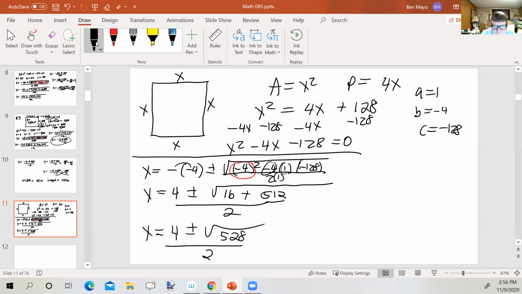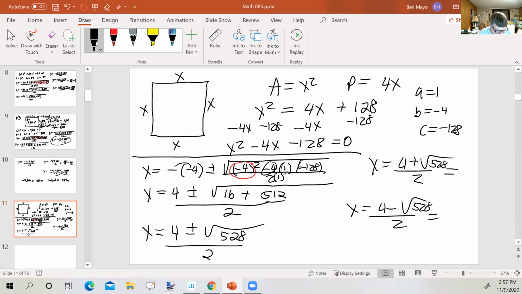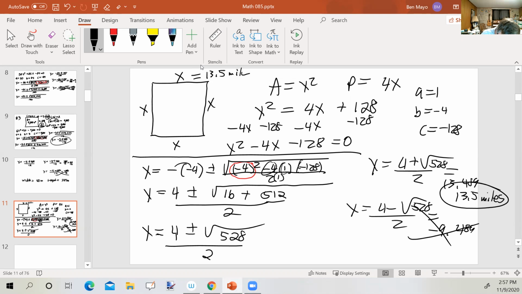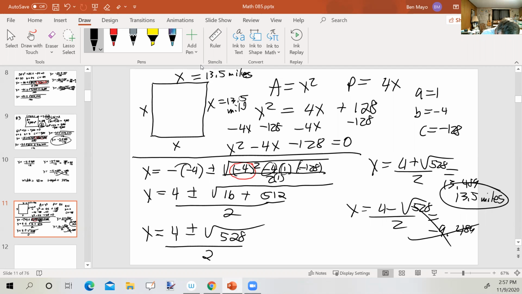And again, this one said to round to the nearest tenth. So let's take x equals 4 plus the square root of 528 over 2. And x equals 4 minus the square root of 528 over 2. And then we'll go to our calculator. Parentheses 4 plus the square root of 528 all divided by 2, and I come up with 13.489. Well, to the nearest tenth, that would be 13.5, and that's miles. Okay, then this bottom one, I get negative 9.489, but again, we're talking a distance, so the negative answer doesn't work. So for this problem, each side would be 13.5 miles. So the length and the width.